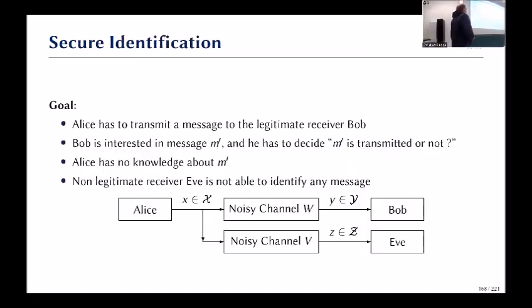So Alice has to transmit a message to the legal receiver Bob. Bob is interested in the message M prime, and he has to decide if M prime is transmitted or not. And Alice has no knowledge about M prime. The non-legal receiver E is not able to identify any message. That should be our goal. So here you have again the system model with Alice, Bob, and E.